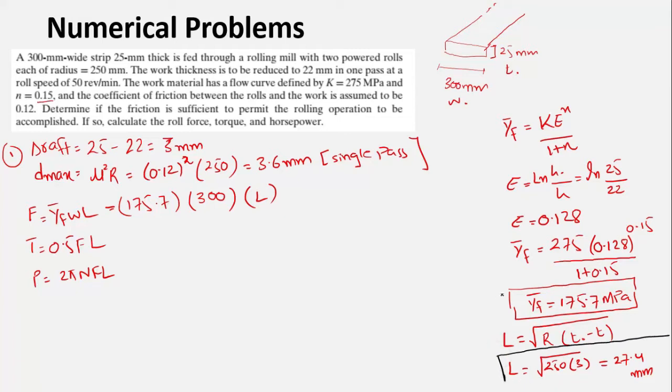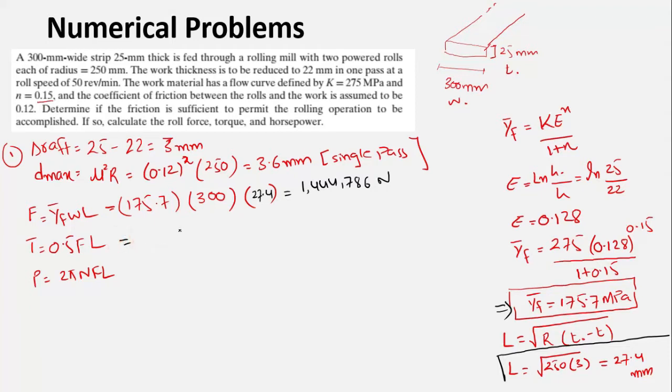This is the contact length, and this is the flow stress. So we can simply write here 27.4. So the value of the force that is required to perform this rolling operation would be 1,444,786 Newton. So this is the force required to perform this rolling operation.